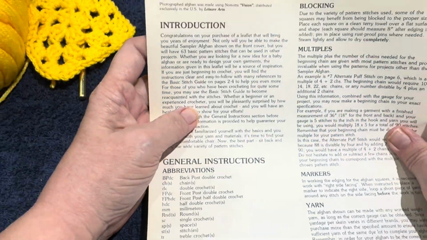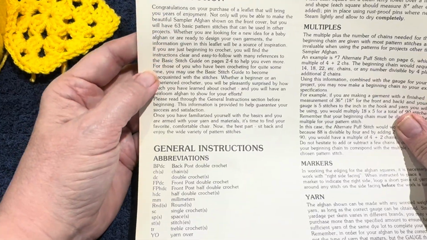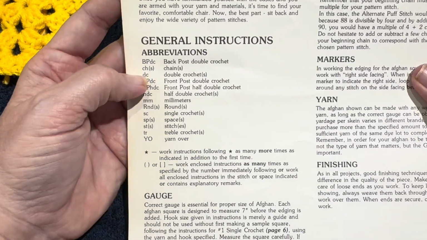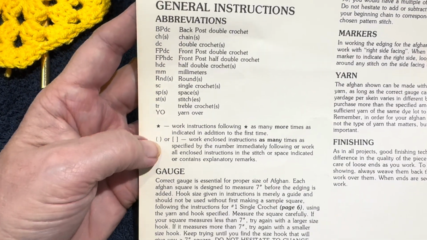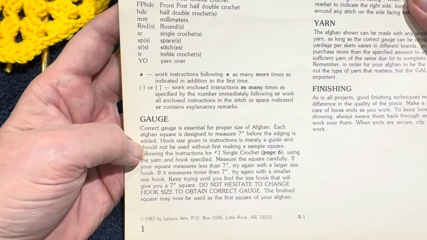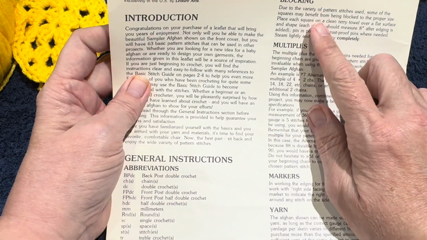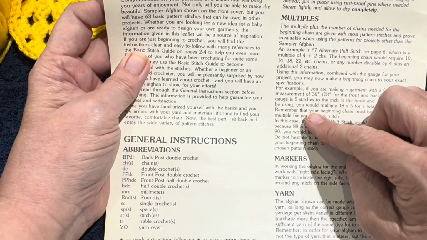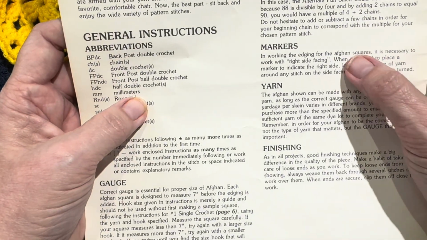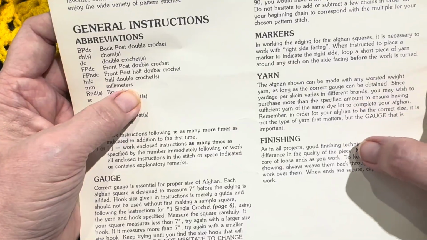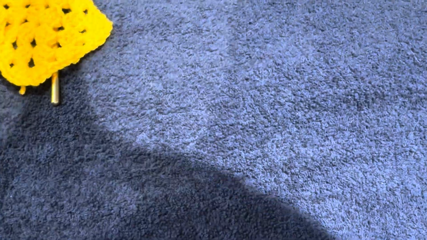Let me pull out another pattern book and see. This pattern book has different instructions. It'll tell you how to do it. It'll tell you all of the things that I was showing you before. It tells you how to get the correct gauge. Then these are old books, so it tells you how to block. It tells you how many multiples you need to do, markers, the yarn, and finishing your project.